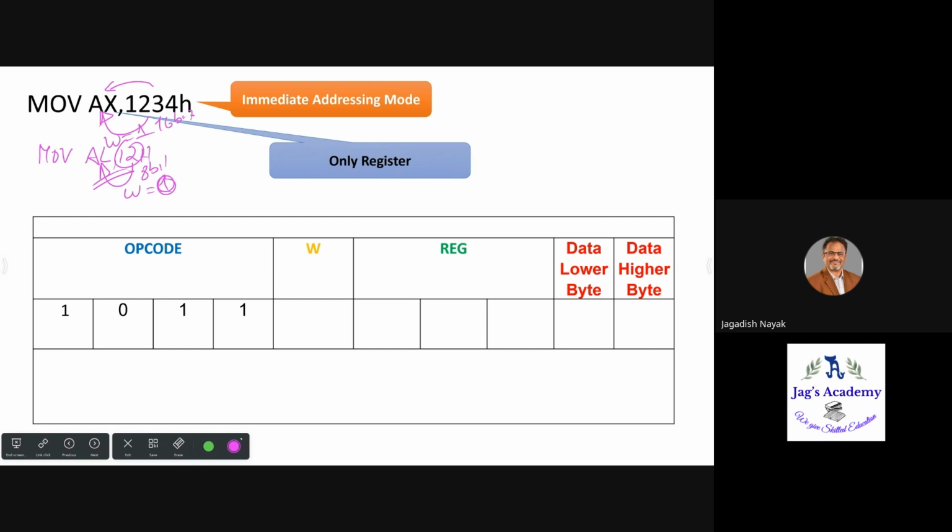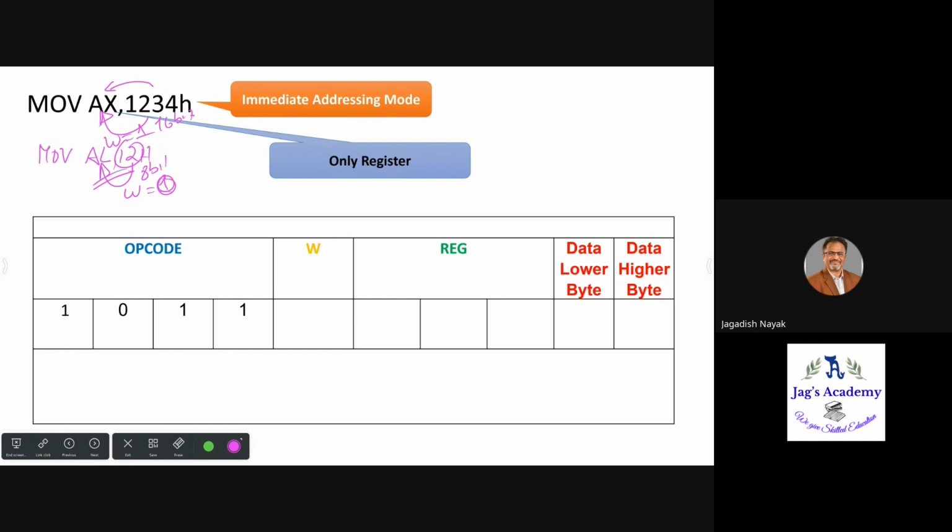What is that? First comes the opcode. For the move instruction in immediate addressing mode, when you use the move instruction with the immediate addressing mode, the opcode is going to be only 4-bit, not 6-bit like in the other format. Now, the opcode is going to be 1011.